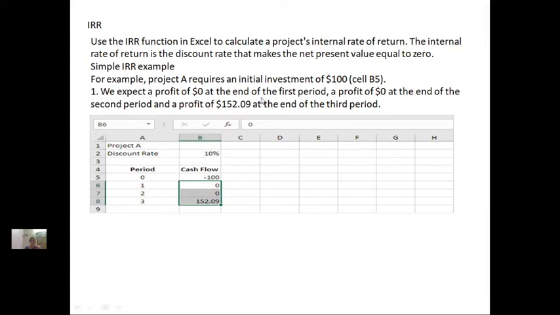For example, project A requires an initial investment of $100, cell B5. We expect a profit of $0 at the end of the first period, a profit of $0 at the end of the second period, and a profit of $152.09 at the end of the third period. So this is how it shows project A: discount rate, period, cash flow, 10%. This is one of the financial functions in the Excel application.